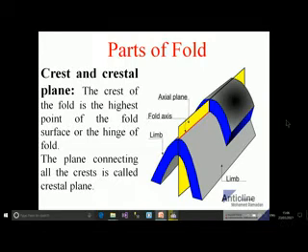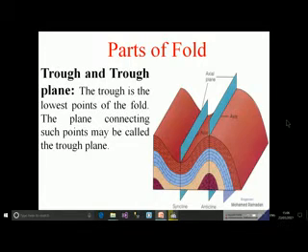Crest and crestal plane. The crest of the fold is the highest point of the fold surface or the hinge of the fold. The plane connecting all the crests is called the crestal plane. Trough and trough plane. The trough is the lowest point of the fold. The plane connecting such points may be called the trough plane.